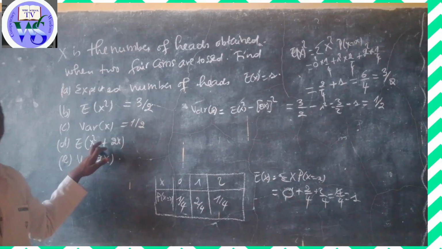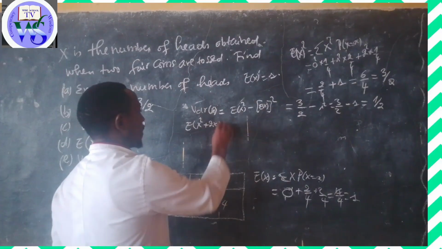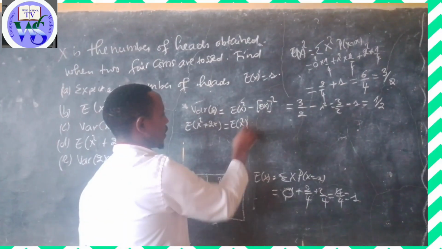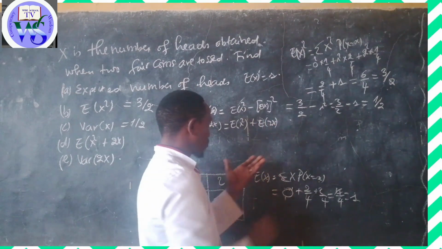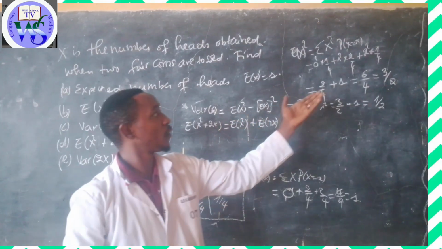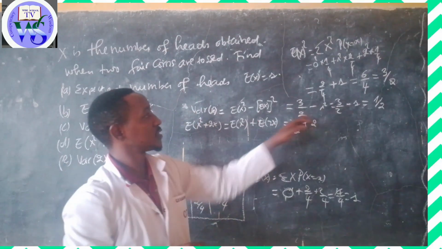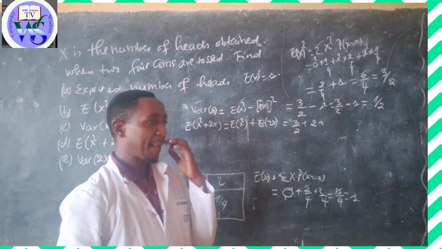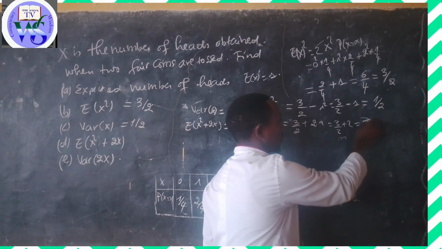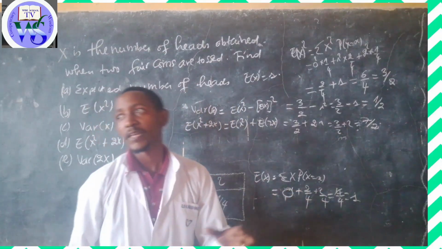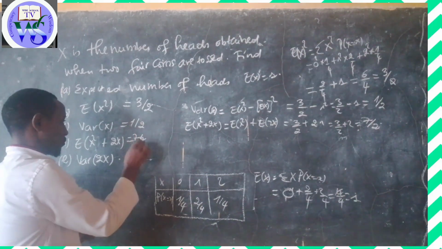The expectation value of X squared plus 2X is equal to the expectation value of X squared plus 2 times the expectation value of X. We obtained E(X squared) as 3 over 2, plus 2 times E(X), so this is 3 over 2 plus 2, which equals 7 over 2 using the common denominator.